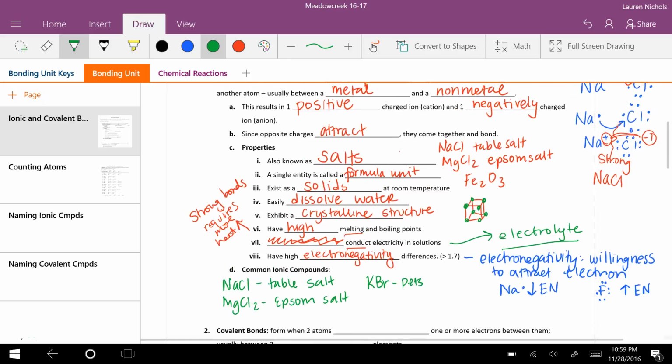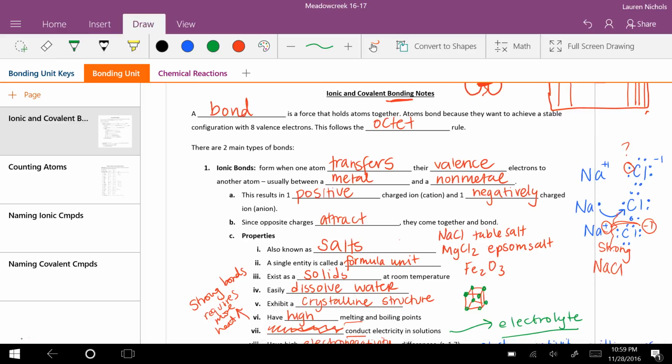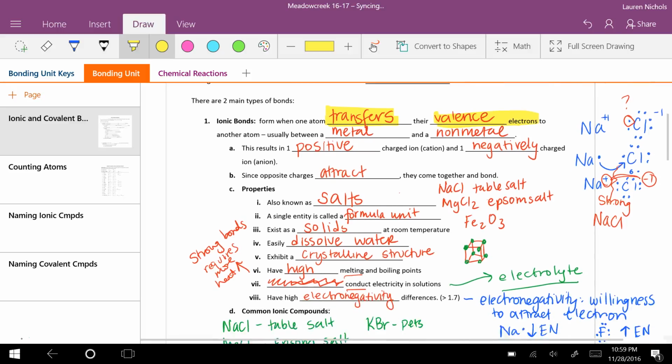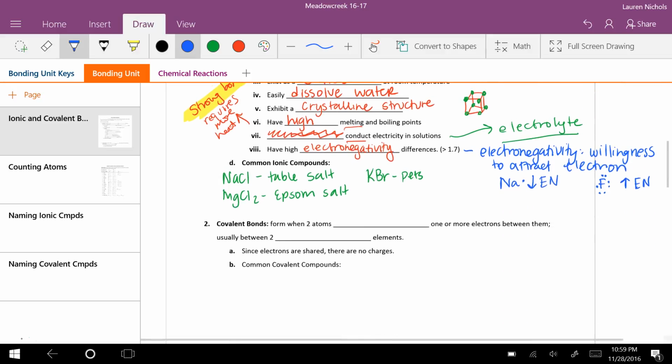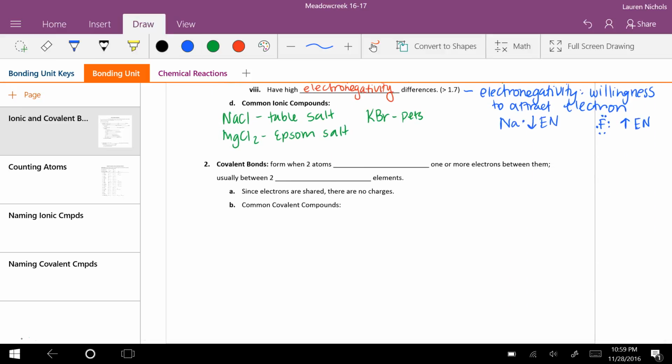So just as a review, guys, the main important thing that you need to know is that ionic bonds are transferred. Those electrons are transferred. So these valence electrons are transferred in an ionic compound, and they have extremely strong bonds. Let's get into covalent compounds.